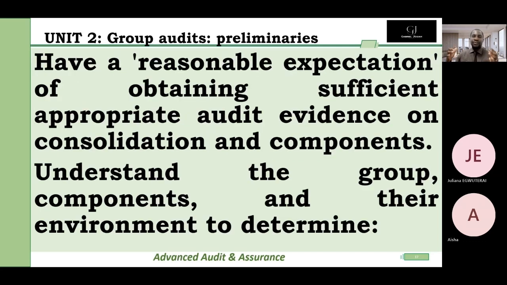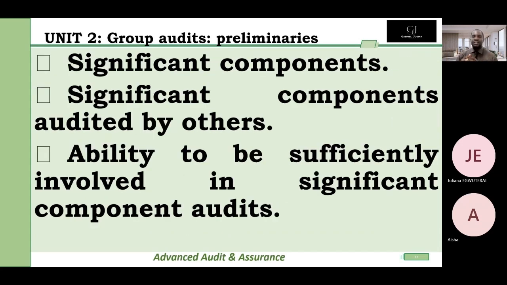So we must have a reasonable expectation of obtaining sufficient, appropriate evidence on the consolidation of that group, the parent, its components, and the component auditors' work also. So obtaining sufficient, appropriate evidence is key. It permeates all the standards. Whatever you do, make sure you have evidence. Understand the group, the job, the company, how they work, and its environment, internal and external, as the group auditor, and the components' work also, to obtain sufficient, appropriate evidence so that liabilities will not be knocking at the door of these auditors.